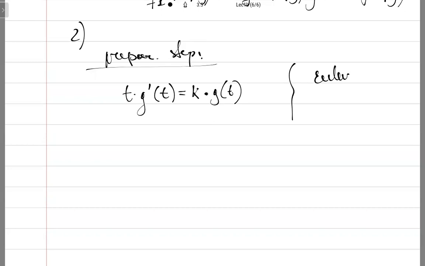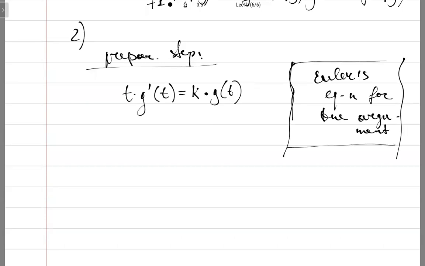Let's consider when I have only one variable. That's Euler's equation for one argument. Let's solve this equation. How can we solve this equation? Who can solve this equation? We divide both parts by g of t and divide both parts by t. Yeah, I agree.